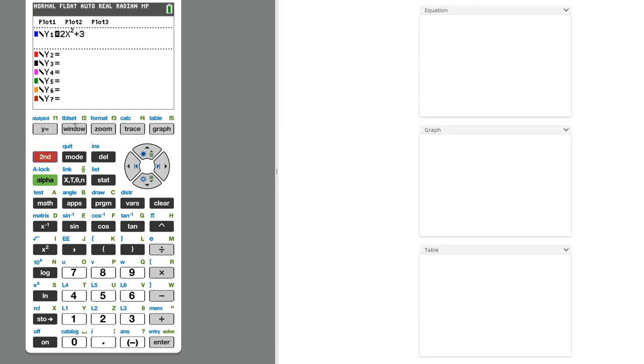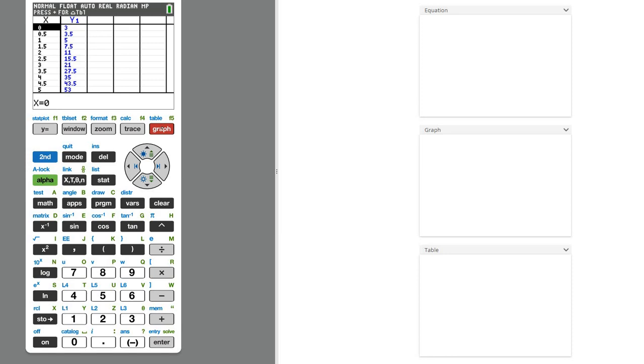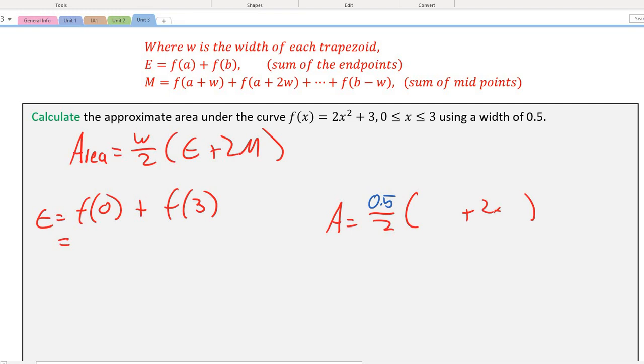And for our table settings this time, we do want it to start at 0, but our width is 0.5. So we're going to go up in 0.5s. And let's go to our table. Our function at 0 is 3, and we're going up to 3. Our function at 3 is 21. So 3 plus 21 equals 24.